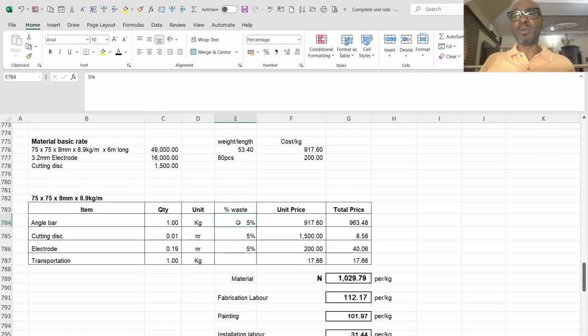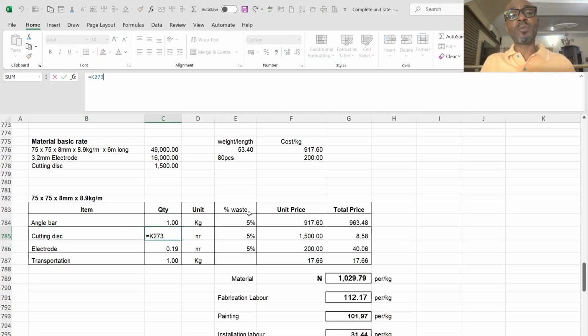the angle iron now, it is 1 kg we are computing. Of course, we are adding waste because when we are chopping off these members, we're going to have some offcuts. So a 5% waste. Then multiply 917 plus the 5% gives you 963 naira 49 kobo. As for the cutting discs?